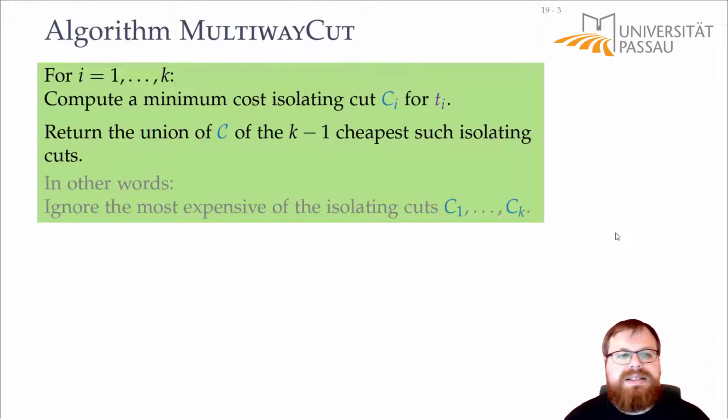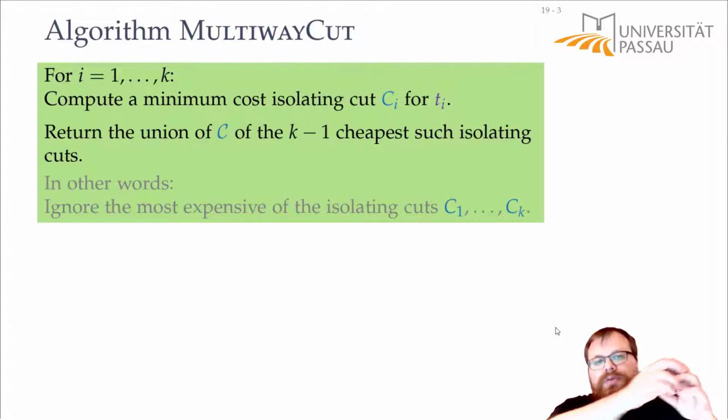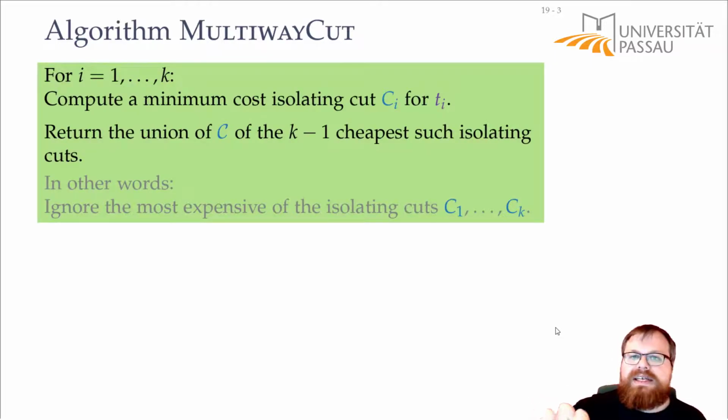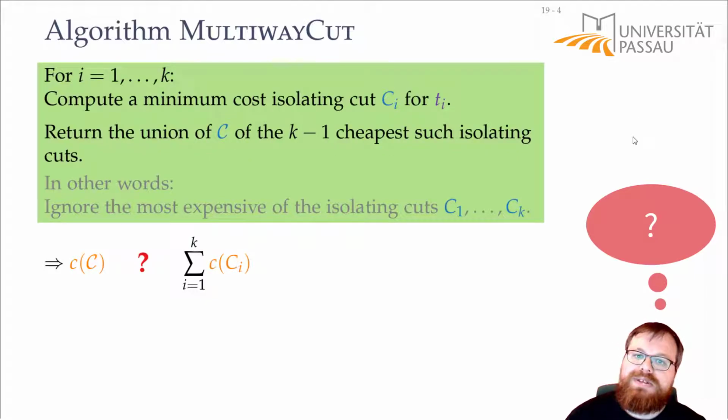Why can we do that? Let's say that the isolating cut for tk is the most expensive one. Then we pick the isolating cut for t1, which removes t1 from everything. Then we remove t2 from everything, and so on. And in the very end, we remove tk-1 from everything. We don't need the cut for tk anymore, because already everything else is separated from tk. So one of those we don't have to take. Only k-1 ones. So what is the cost of this union of k-1 isolating cuts with respect to the sum of all these isolating cuts?